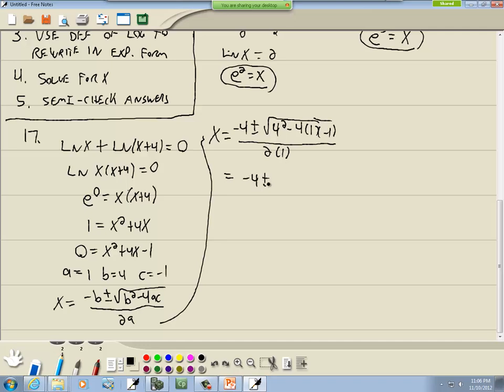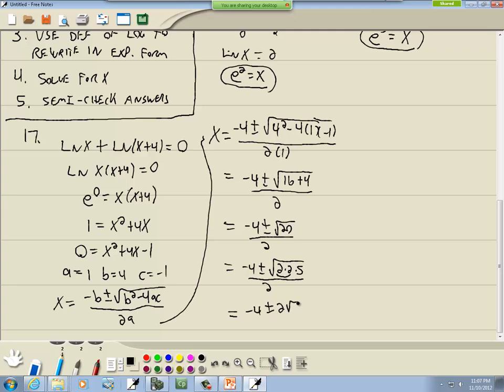That gives us negative 4 plus or minus 16. Negative 4 times 1 is negative 4, times the negative 1 gives us a positive 4, over 2, which gives us negative 4 plus or minus square root of 20 over 2. And we can simplify that square root. 20 is 2 times 2 times 5, over 2. Now we've got a pair. We're looking for a pair of something. Here's a pair of 2s. They're going to come out as a single 2. So we got negative 4 plus or minus 2 square root of 5 over 2.